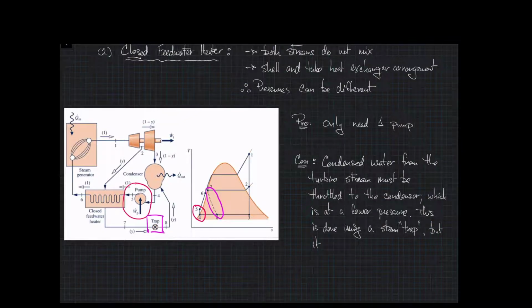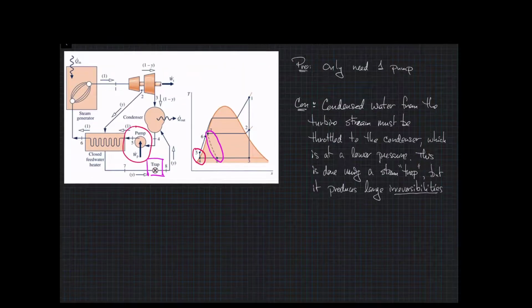One of the net effects of that is that the temperature of the feed water that's delivered to the steam generator is going to be lower than the saturated liquid temperature 7 that you have in the case of the open feed water system.